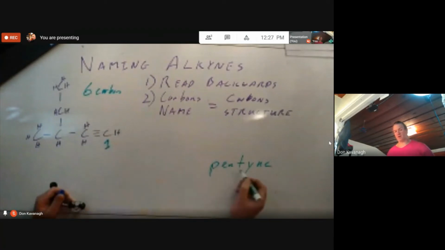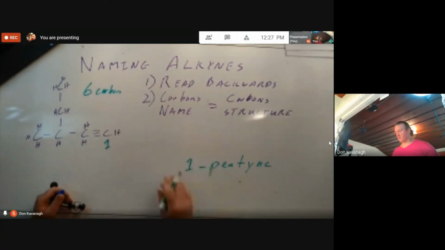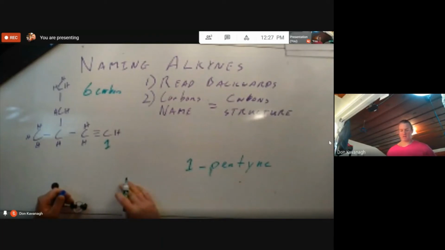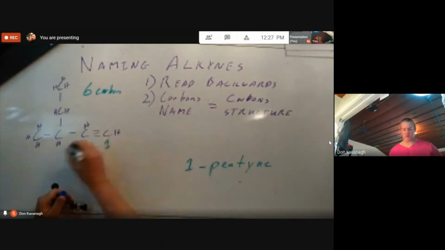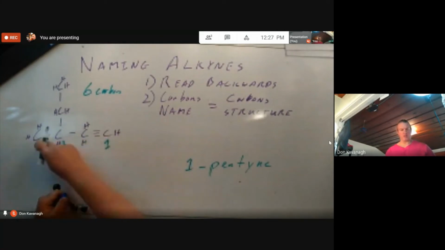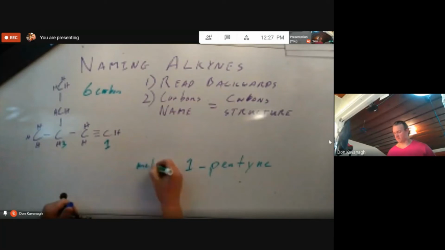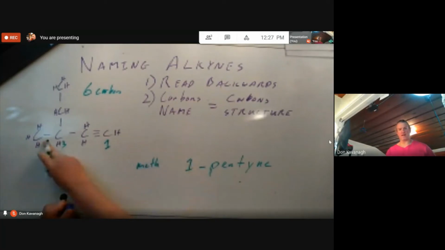So this is 5 carbons accounted for. We can say 1-pentyne. It's kind of redundant because if the 1's not there, it's understood, but we're going to put the 1-pentyne in there. Now on the 3rd carbon, there is another carbon dangling off as a substituent. Now when you have 1 carbon, it's called meth. And when it's dangling off the parent chain like a pendant, we call it methyl.